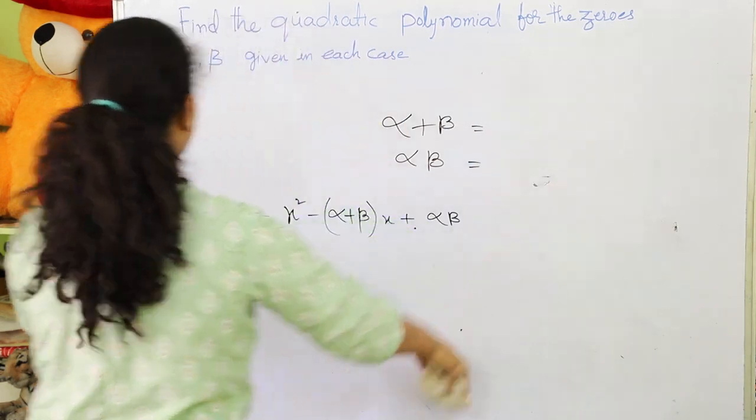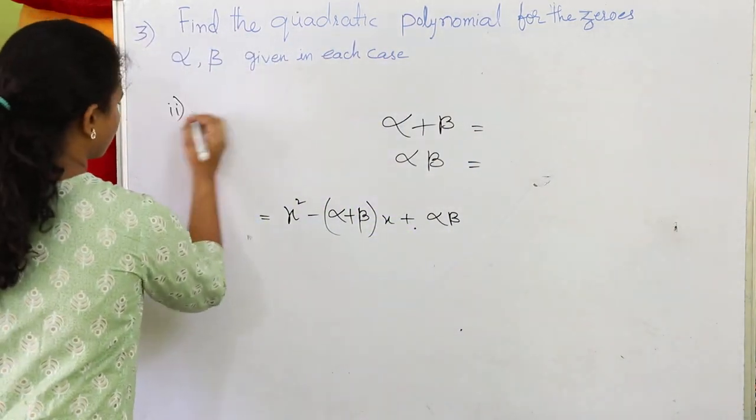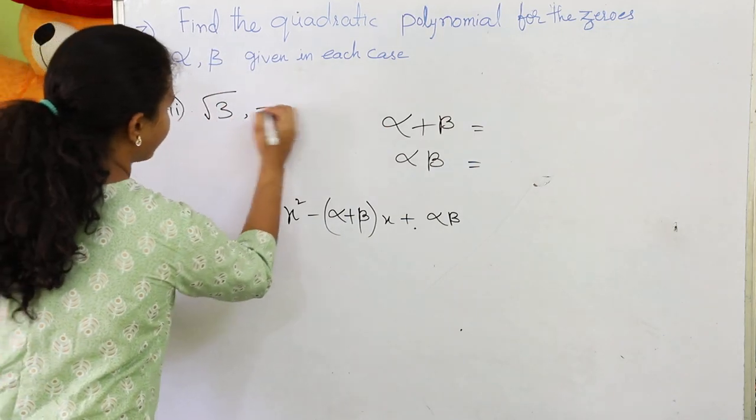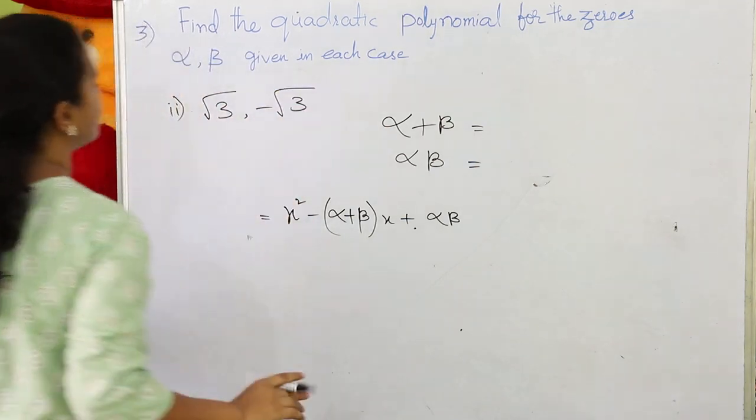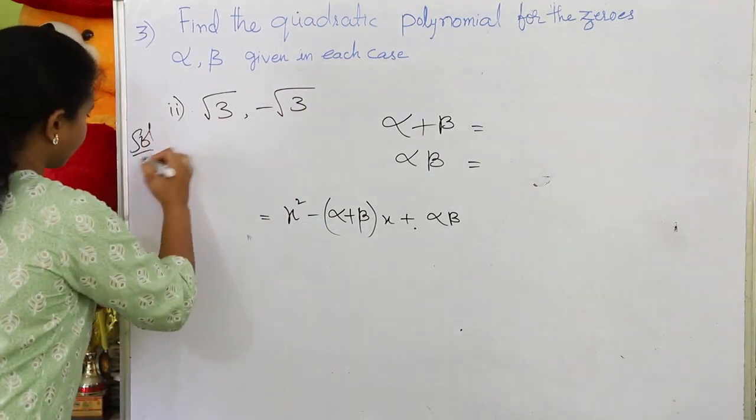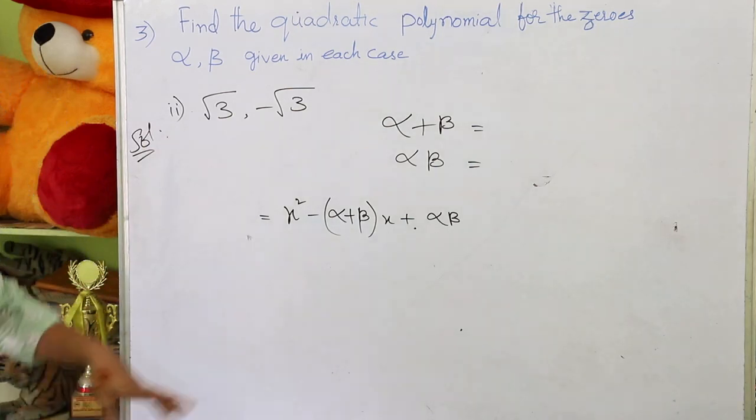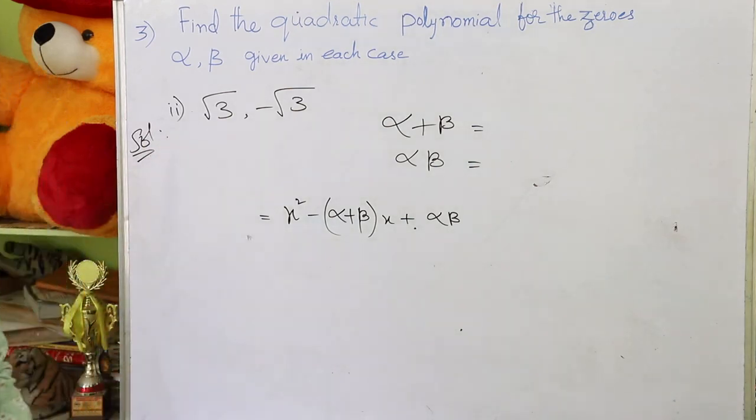Root 3 comma minus root 3, they have given. The second question is root 3 comma minus root 3. Now, coming back to root 3, where roots means... here you have root 3 comma minus root 3, where alpha plus beta and alpha into beta. So let root 3 be alpha.